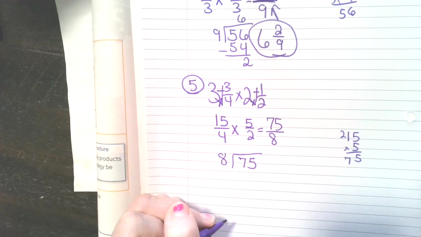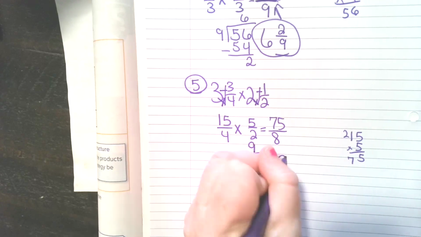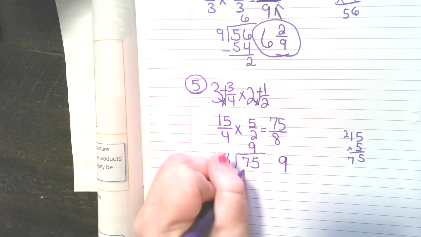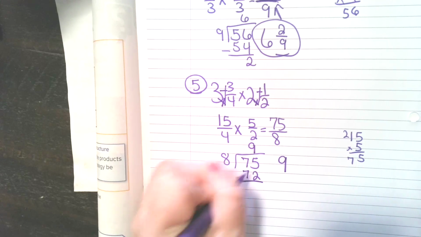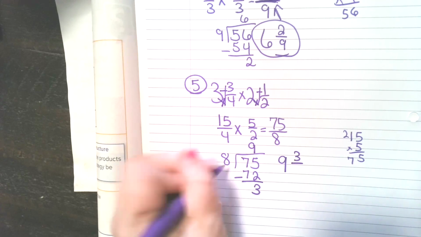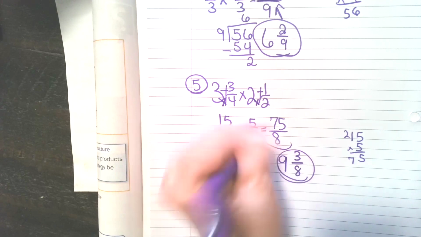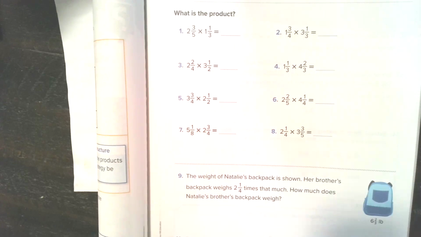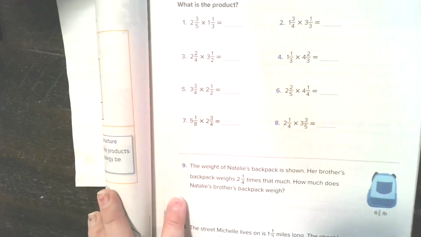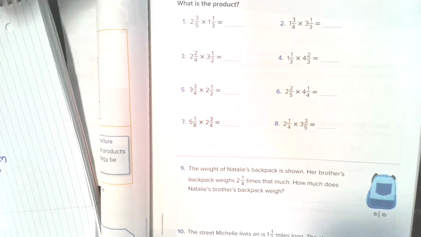How many 8s are in 75? Well, I know there's 9 wholes, so that's going to be my whole number. 8 times 9 is 72. 75 minus 72 is 3. So I have 3 as my numerator, and I'm dividing by 8. So 9 and 3/8. All right, so I'm going to let you finish up 6, 7, and 8, number 9 and 10, and it's the same process. Nothing different. It's the same process.